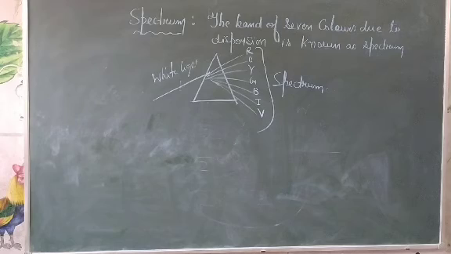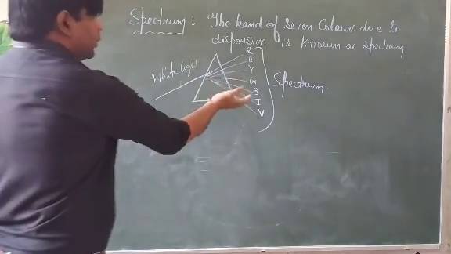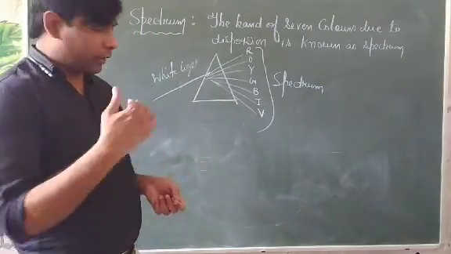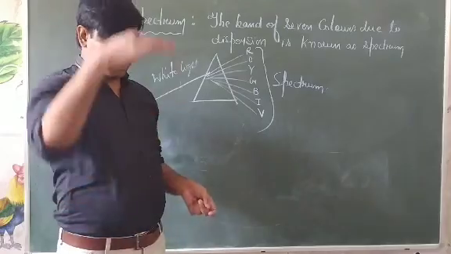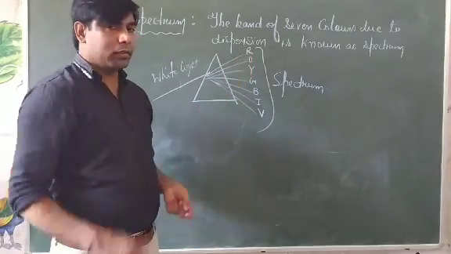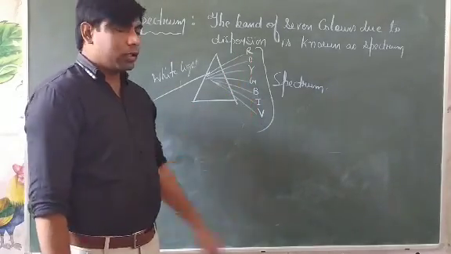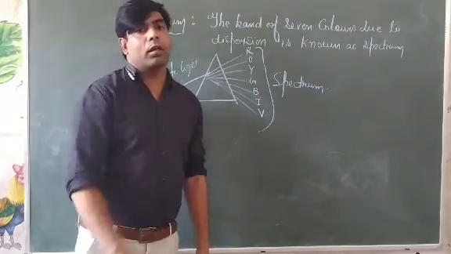Then the spectrum is divided on the basis of frequency and wavelength. All these colors will have different frequency and different wavelength. Now, why is violet deviated more and red deviated least? We see here that all the colors have different angles of deviation.